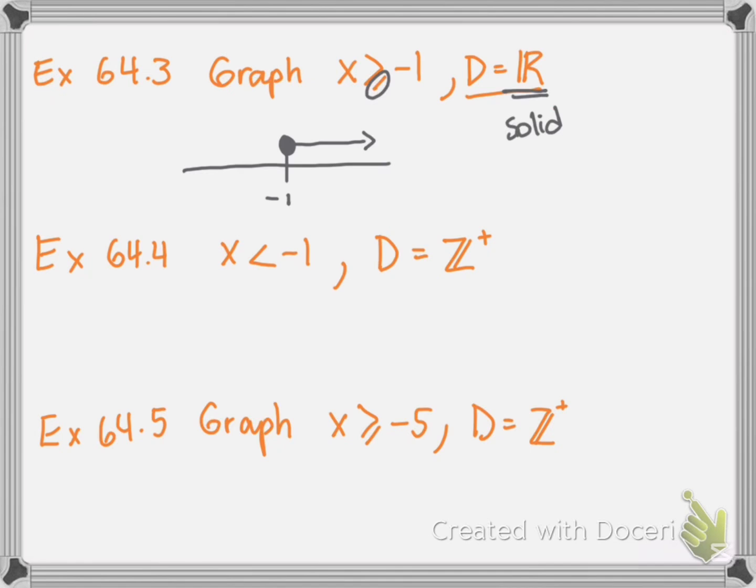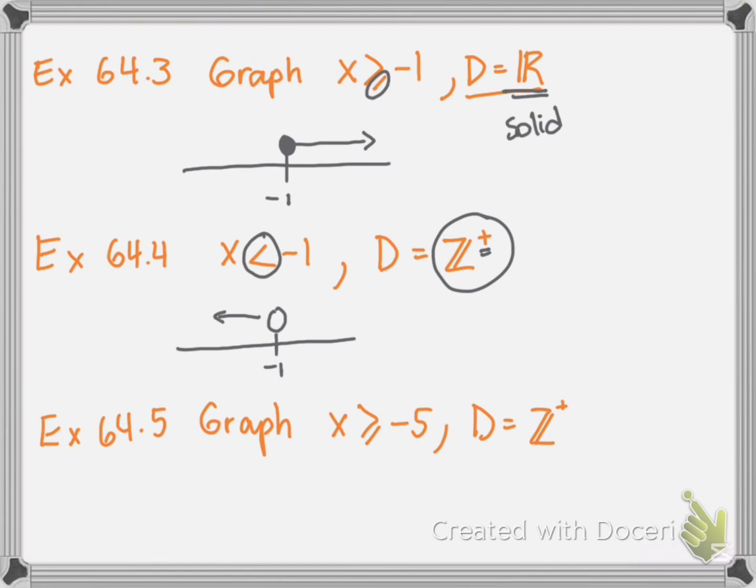In the next example, it says graph x less than negative 1. So again, we'll put the negative 1 here. And then we look at the domain, and it says that it is the positive integers. Remember, it's important for you to memorize these symbols. So since it's just less than negative 1, we do not include the negative 1. But then when we look at the domain, it says that they have to be positive integers. And this symbol, less than, is telling me to go this way.